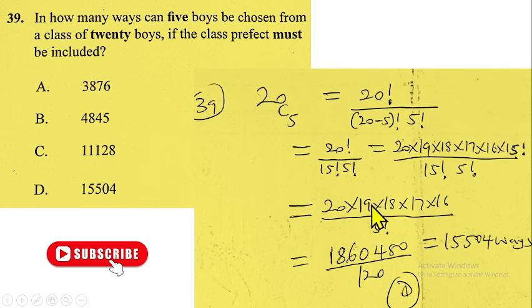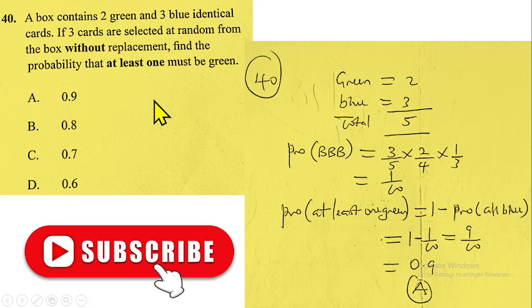We are left with 20 times 19 times 18 times 17 times 16 over 5 factorial. And if you multiply that, that will give us 1,860,480. 5 factorial is 120. And if you divide this one by this, that gives us 15,504 ways. And that's option D.